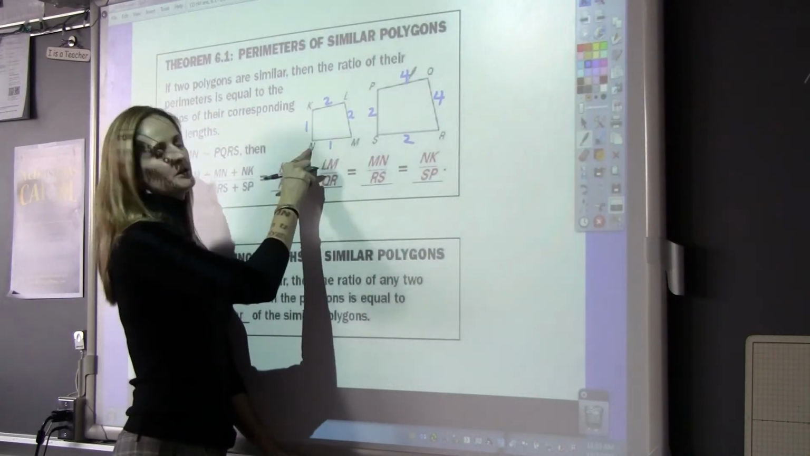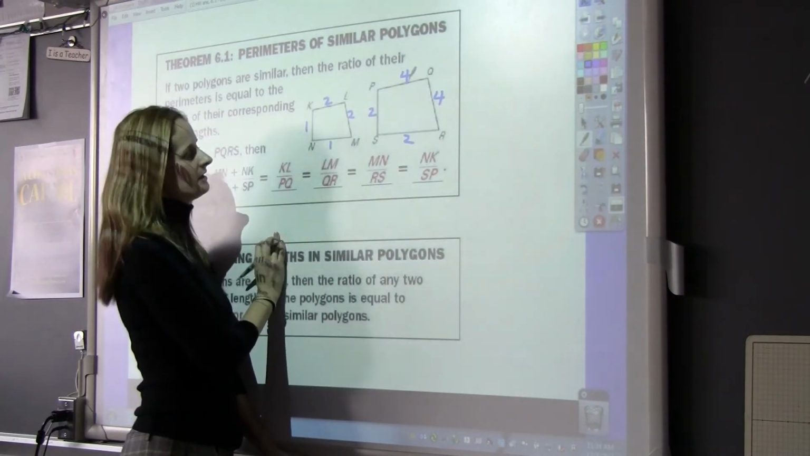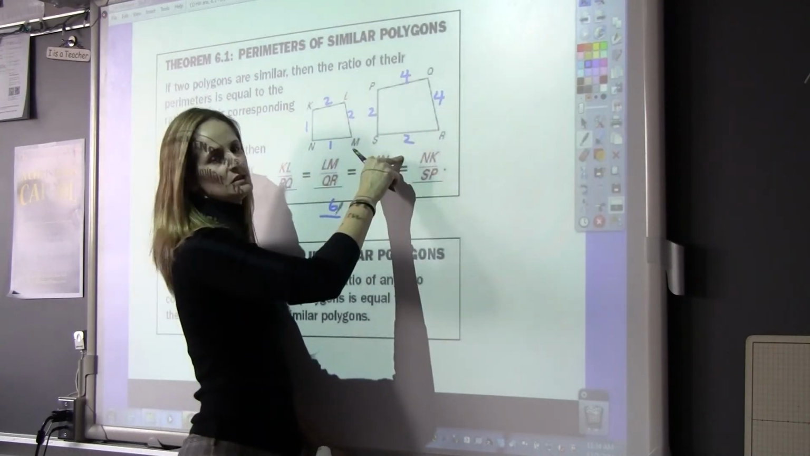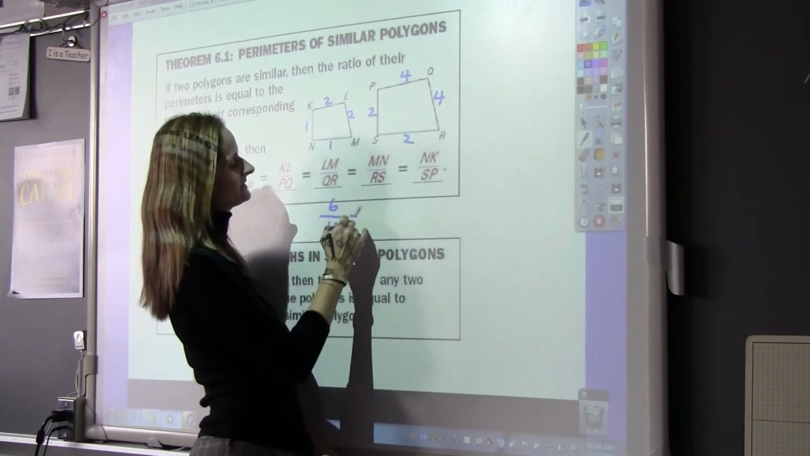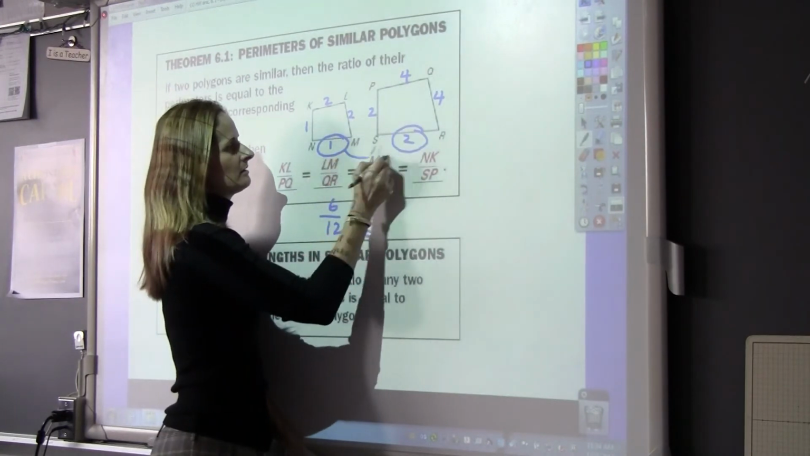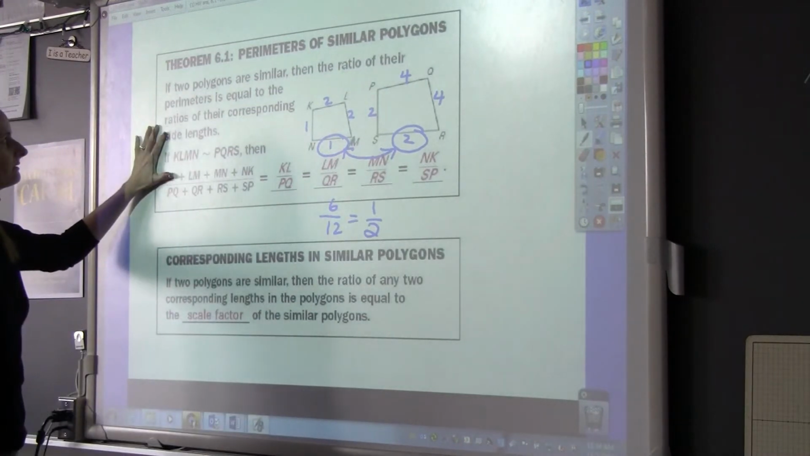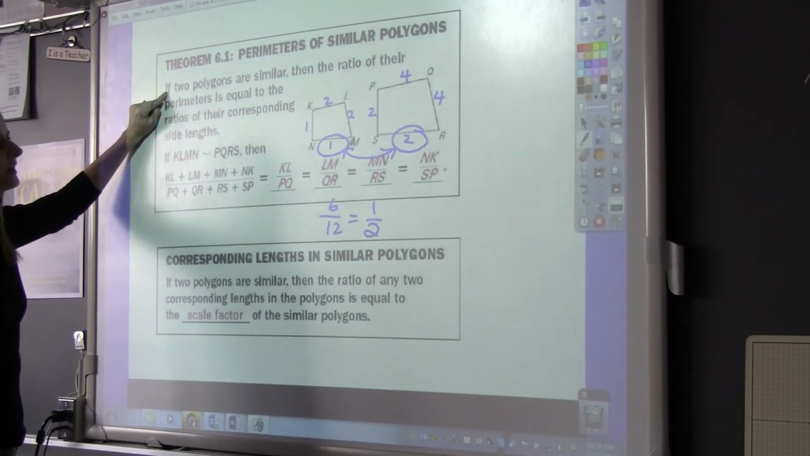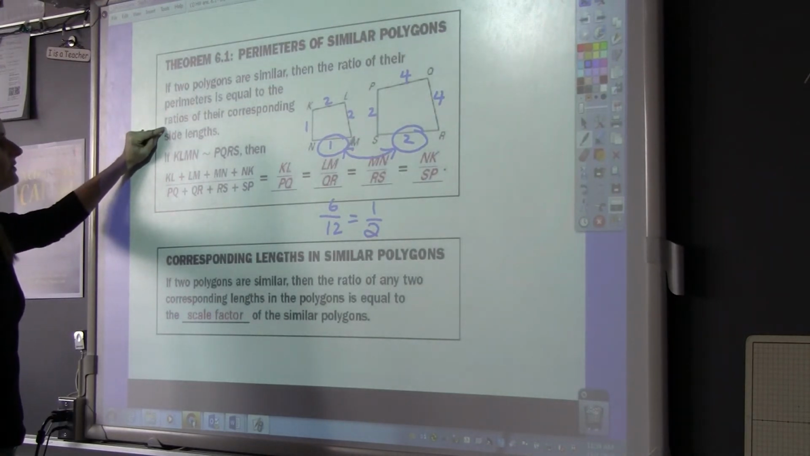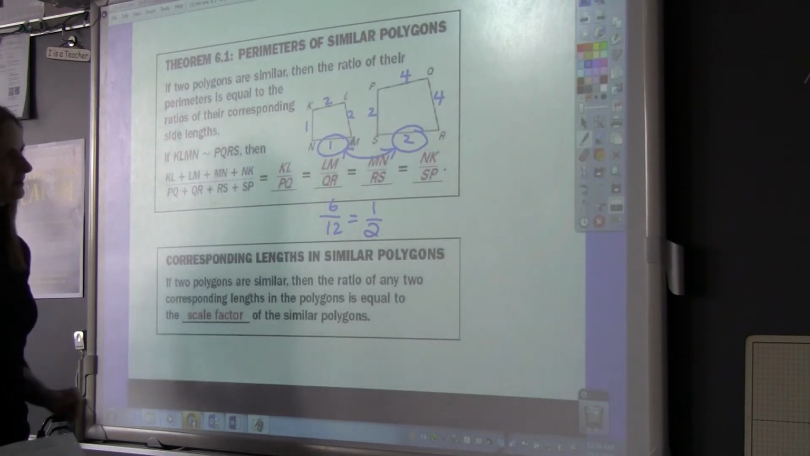So if I were to find the perimeter of this figure, that's going to be 1 plus 1, 2, 4, 6. And the perimeter of this figure, 12, when I simplify it, I'm just going to get the same scale factor that I would if I was looking at just one corresponding set of sides. That's all this is saying. If two polygons are similar, then the ratio of their perimeters is equal to the ratio of their corresponding side lengths. And we've already been over what scale factor is.